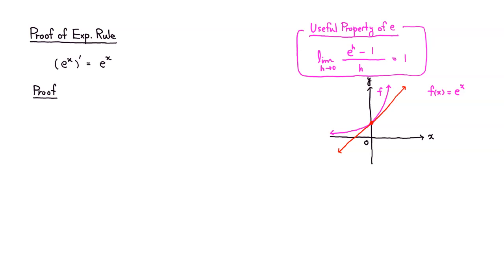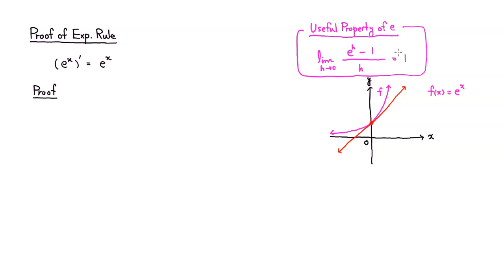All right, let's look at the proof of the exponential rule for derivative. As we know, the derivative of e to the x is e to the x, so it doesn't change at all. Here's the useful property of the number e. Here's the limit: the limit of (e to the h minus 1) all over h as h approaches 0 is equal to 1.